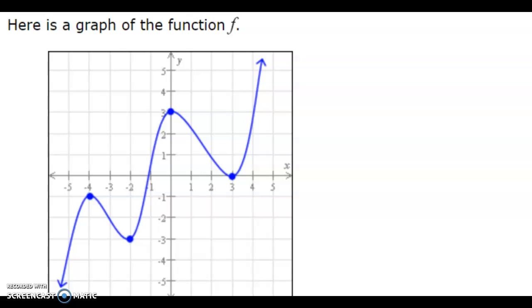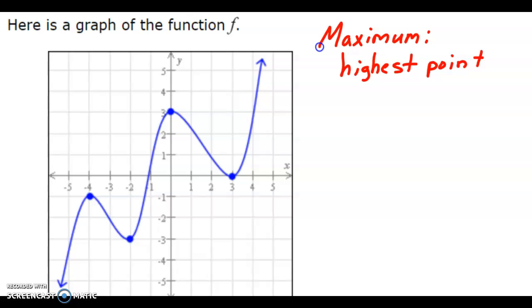So first of all, what would you assume a maximum value is talking about on a graph? The highest point, right? So maximum is the highest point. So a local maximum is just going to be the highest point within a segment. So it's basically the peak of a turnaround. Okay?